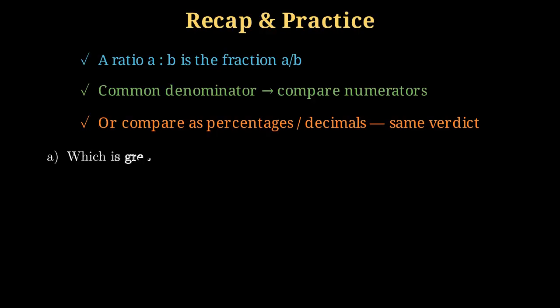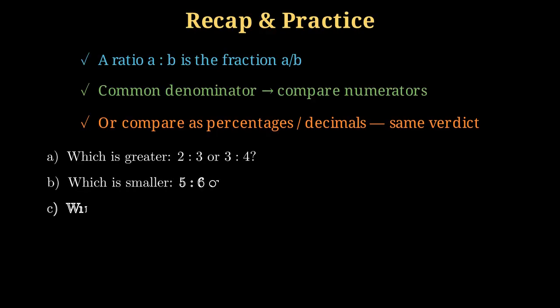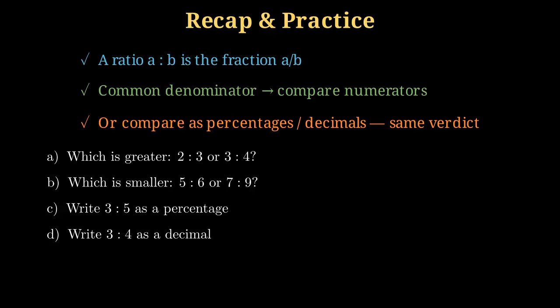Your practice. Pause and try all 4. A, which is greater, 2 to 3 or 3 to 4. B, which is smaller, 5 to 6 or 7 to 9. C, write 3 to 5 as a percentage. D, write 3 to 4 as a decimal.